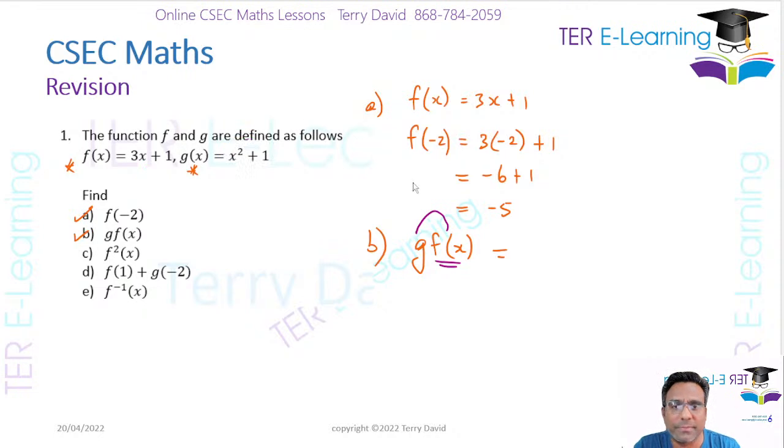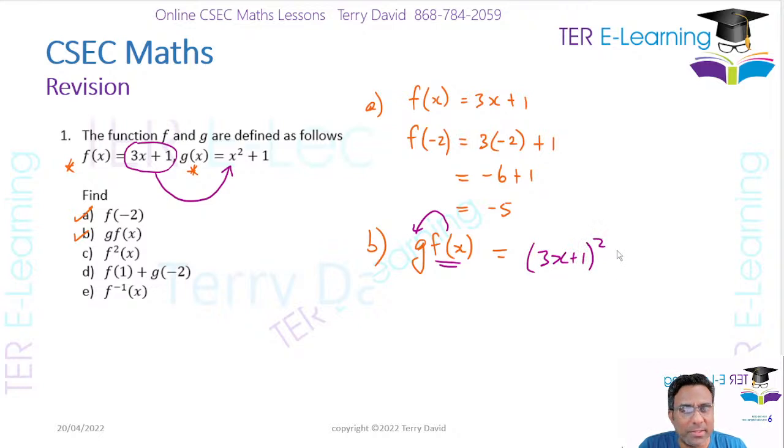Hold on. Right, g f of x. So what we're doing, we're taking this, this is f here, and you're plugging this into this function here. That's what you're doing. So basically, you're going to write 3x plus 1 squared plus 1. So we are taking the function f and plugging the function f into g. So this here is what we call a composite function.